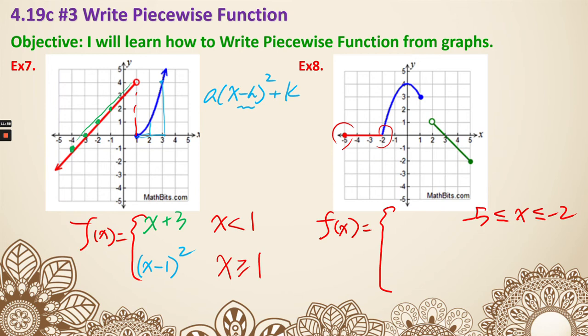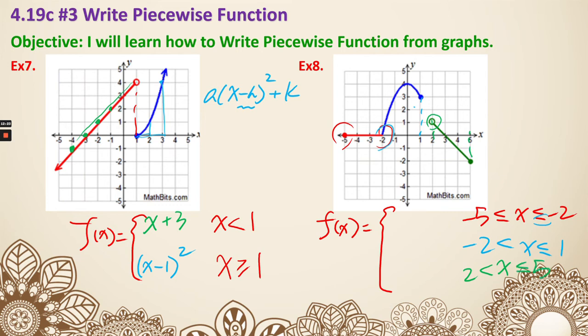Next, the blue one is starting from -2. Since I already included it here, I can't include it again, so it's less than x, which is less than or equal to right here at 1. And lastly, the green one, that is going to start at 2, but it's an open circle, so 2 is less than x. Then it stops at 5, which is a closed circle, so less than or equal to 5.